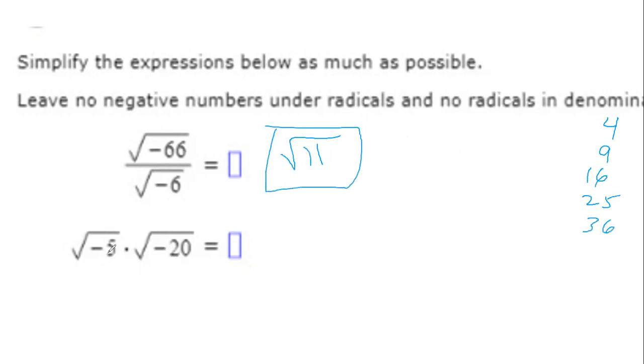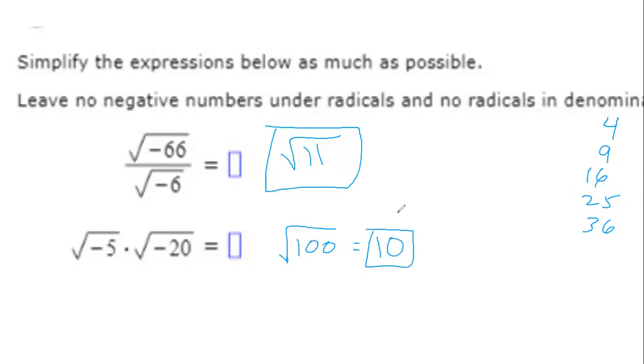Now this right here, square root of -5 times square root of -20. Again, negative times negative is positive, and 5 times 20 is 100. Square root of 100 is just the number 10. So that one worked out fairly easy because it ended up being one of my perfect squares when I multiplied.